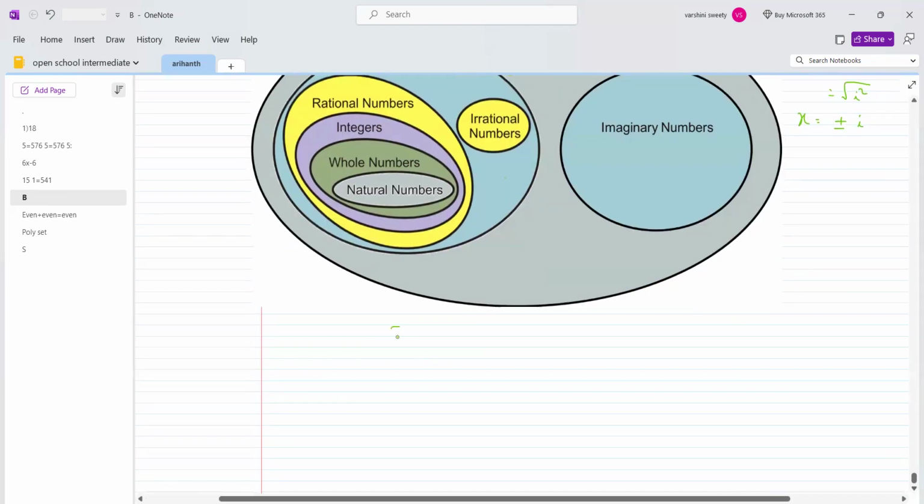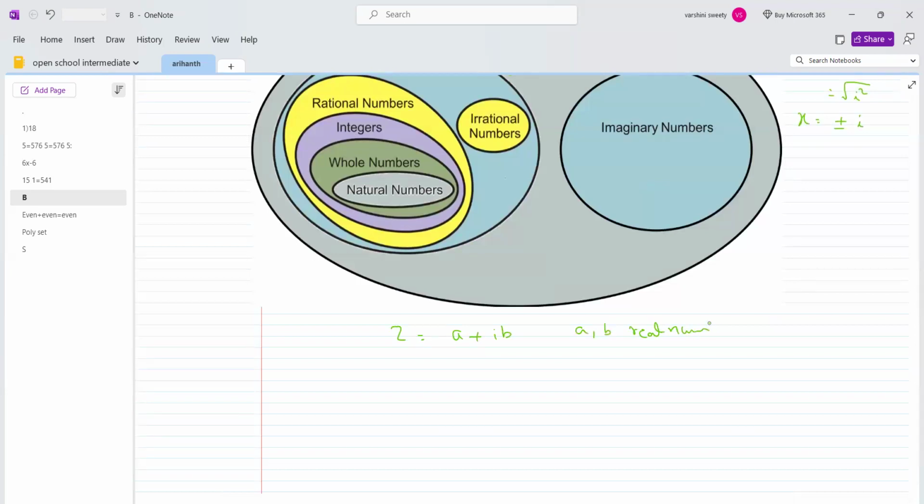A complex number is a combination of real part and imaginary part. A plus ib is denoted with Z, where a, b are real numbers. Every natural number, whole number, integer, rational number, irrational number, I can express in the form of complex numbers. Suppose 4 is there, I can write 4 plus i into 0. It is also one complex number.